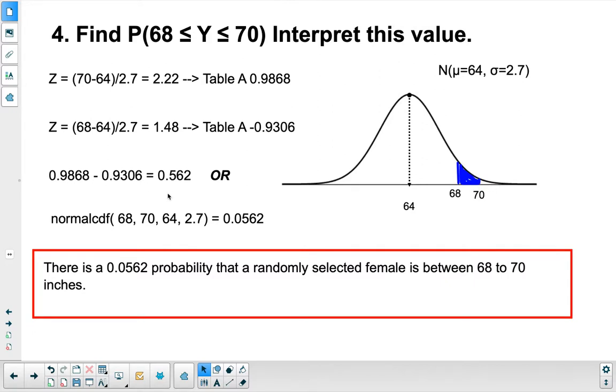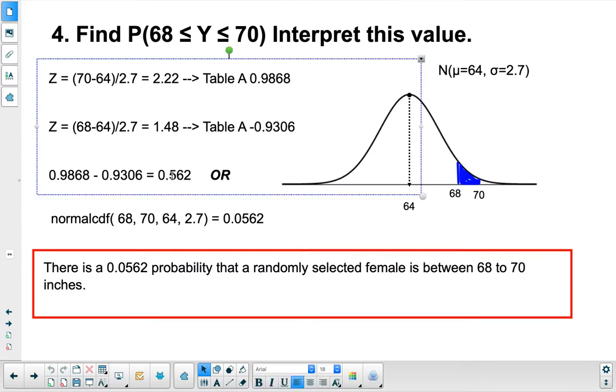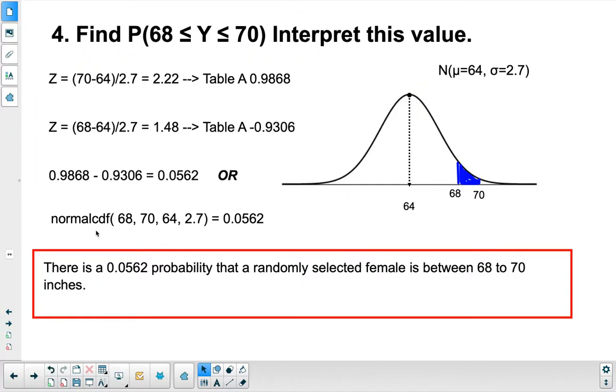So that's this 0.0562. Or do normal CDF from 68 to 70 with this mean and the standard deviation. Make sure you label all the parameters and you get that area. So for our interpretation, there is a 0.0562 probability that a randomly selected female is between 68 to 70 inches. Right, make sure you're showing all the proper work and you're remembering everything from earlier in the year that was necessary to do these normal calculation problems.